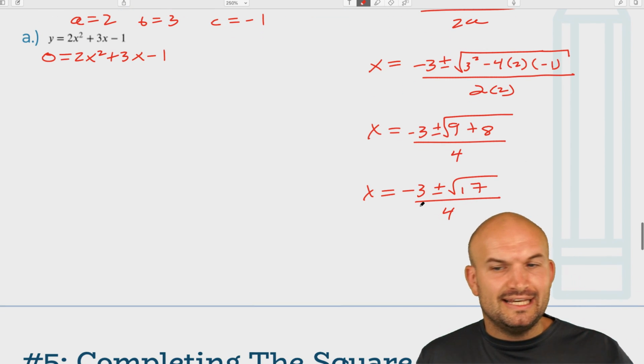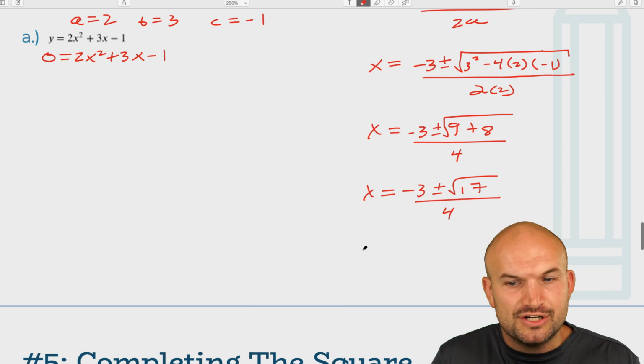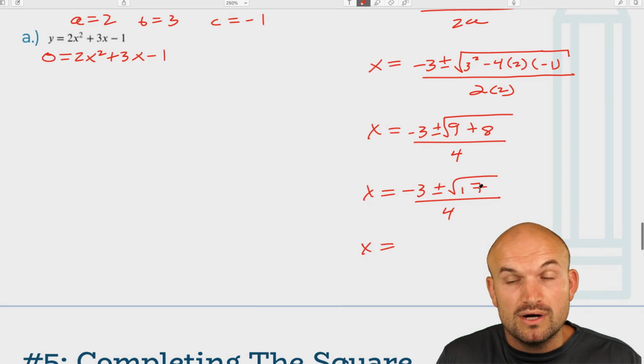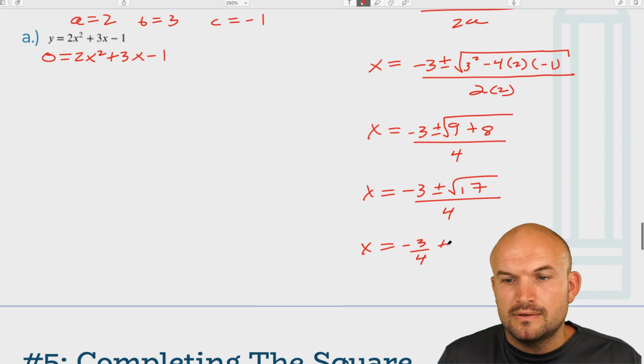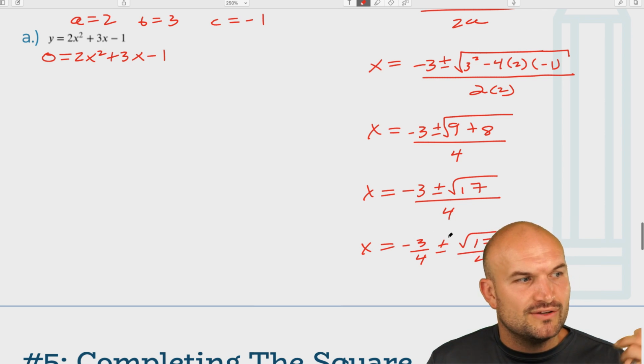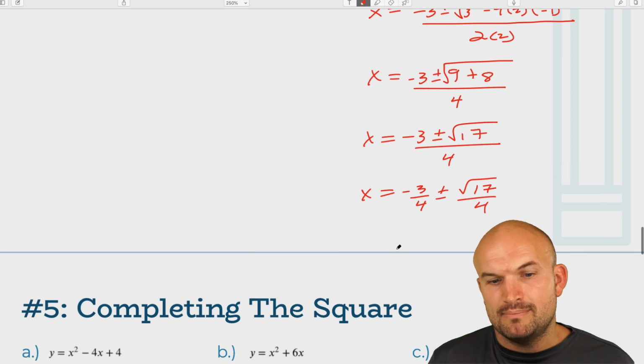Now, depending on how we're writing the answer, you could also maybe distribute that 4 to both of these terms. So you might also see an answer like this, square root of 17 over 4. So just another way you guys can see how that answer could be written.